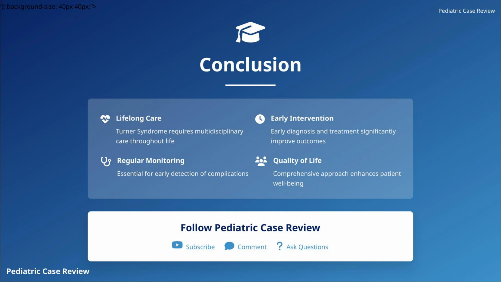Turner syndrome requires lifelong multidisciplinary care involving endocrinology, cardiology, and other specialties. Early diagnosis and appropriate treatment significantly improve outcomes and quality of life. Regular monitoring for associated complications is essential throughout life.